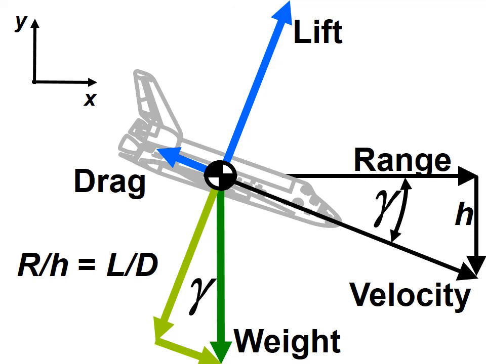Using the principle of similar triangles again, we conclude that the ratio of glide range to altitude lost in a stabilized glide must be exactly equal to the lift to drag ratio of the spacecraft. We call this ratio the glide ratio.